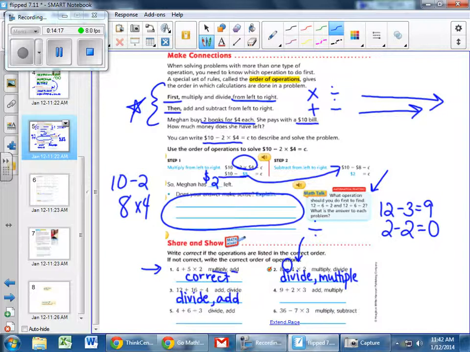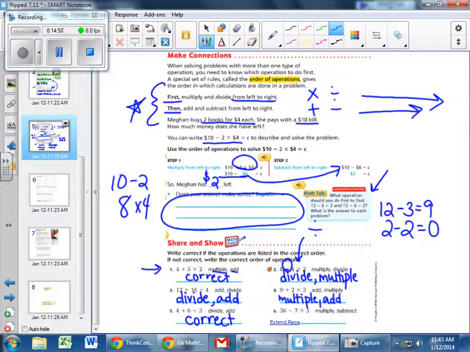Number 4, 9 plus 2 times 3. Order of operations. First, multiply and divide. So we have to multiply first, and then you can add. Number 5, 4 plus 6 divided by 3. They're saying you need to divide first and then add. First step is multiply and divide from left to right, then add and subtract left to right. So they're saying divide first and then add, so they are correct.